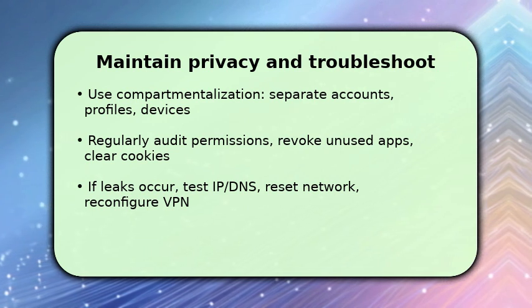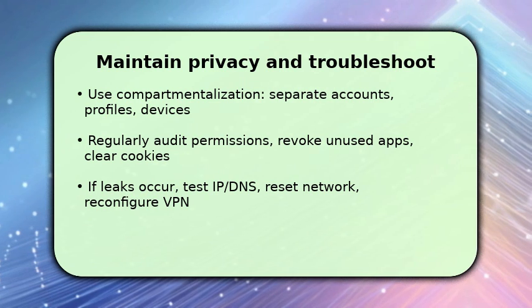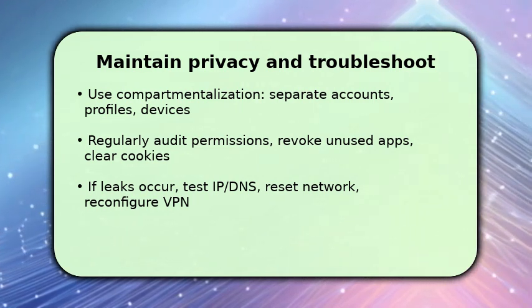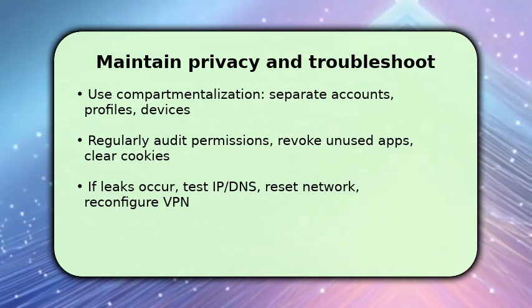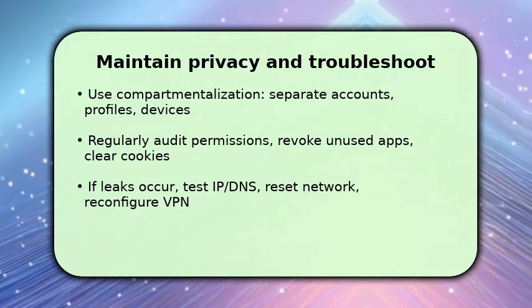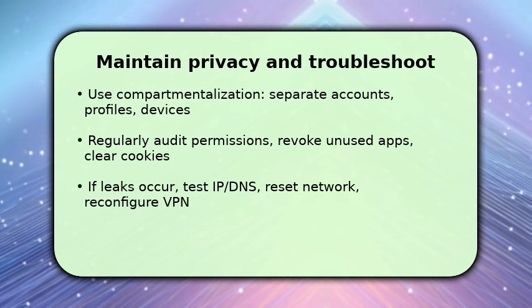Make a habit of auditing app permissions, revoking unused access, and clearing cookies and site data. Monitor for leaks with simple IP and DNS tests after changes. If something goes wrong, run those tests immediately. If you detect leaks, reset the network, reinstall or reconfigure the VPN, and change exposed credentials.